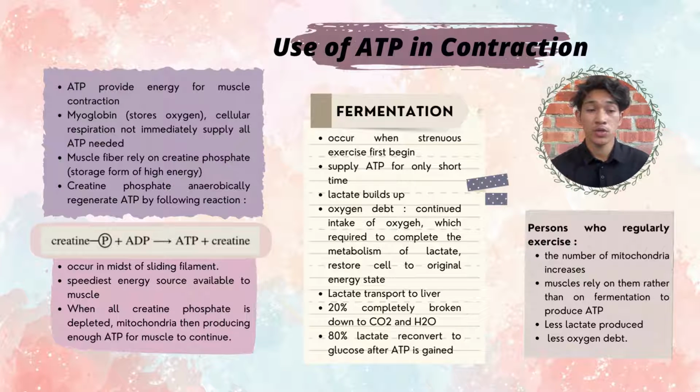In persons who regularly exercise, such as athletes in training, the number of mitochondria increases and muscles rely on them rather than on fermentation to produce ATP. Less lactate is produced and there is less oxygen debt.